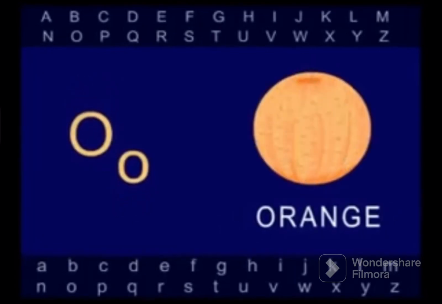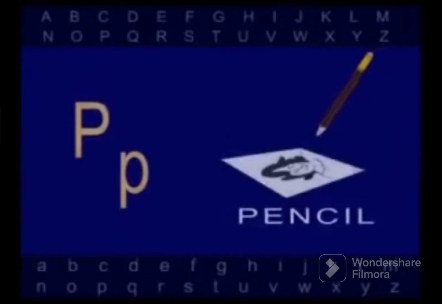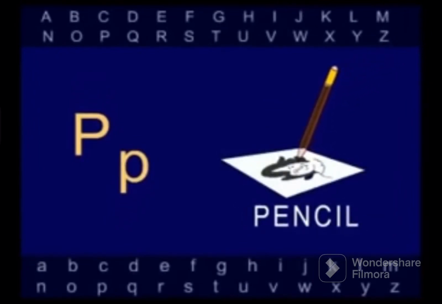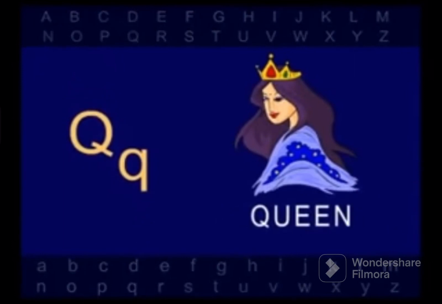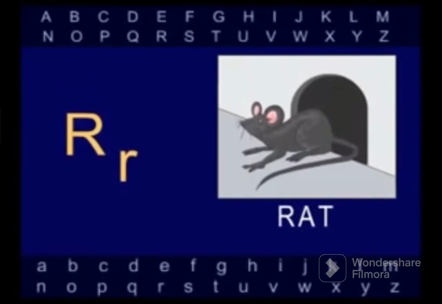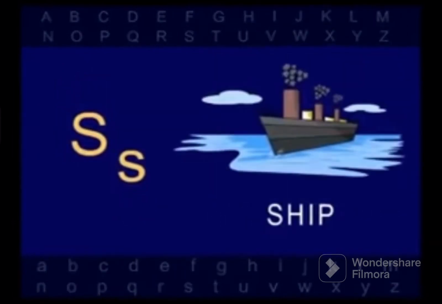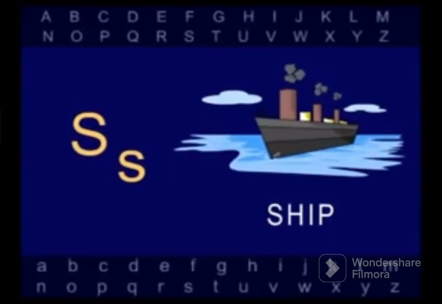O for orange. P for pencil. Q for queen. R for rat. S for ship.